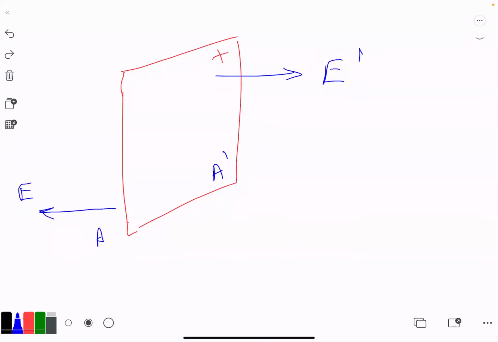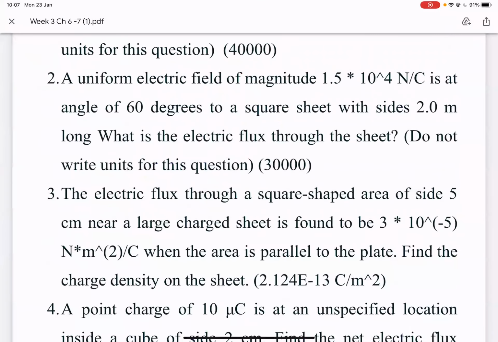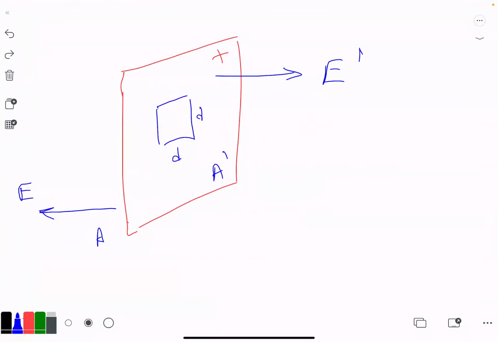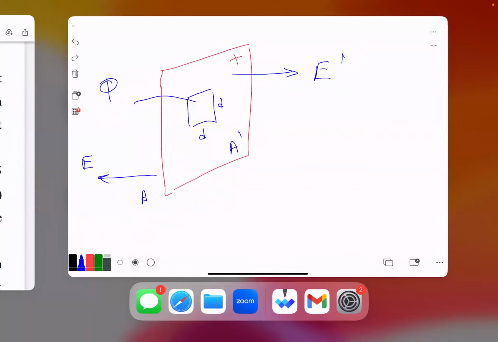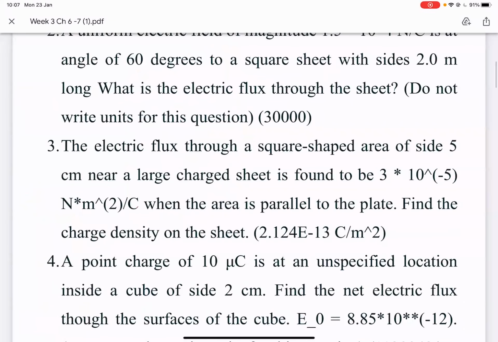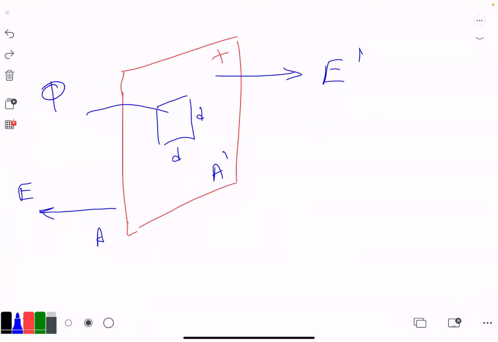Now they brought the square plate, a square-shaped area of side 5 centimeters. Let's just call the side D. And the flux through it is given. So what do we have to find? Flux is given, the sides are given. We have to find the charge density on the sheet, the area charge density, sigma. So how can we find it?